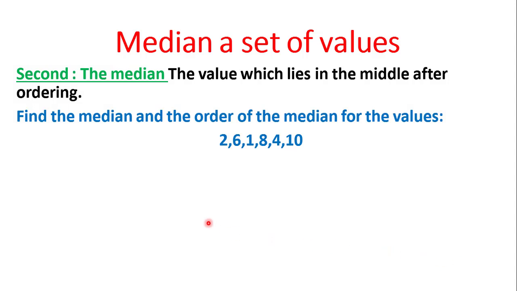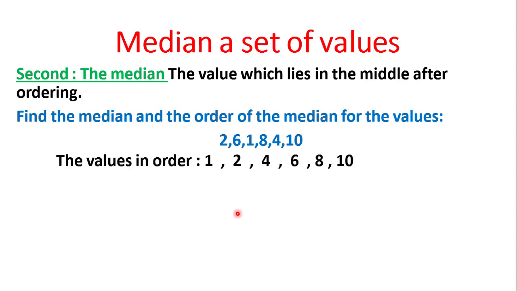The same for the second example. Here I want to calculate the median and the order of the median. But in this case, I have an even number of values, 1, 2, 3, 4, 5, 6. I have 6 numbers. The same way, the first step is to arrange them. This is the ascending order for the numbers. Look at the numbers. What is the number in the middle? Here we have 2 numbers in the middle, 4 and 6, because we have 2 numbers before and 2 numbers after them.